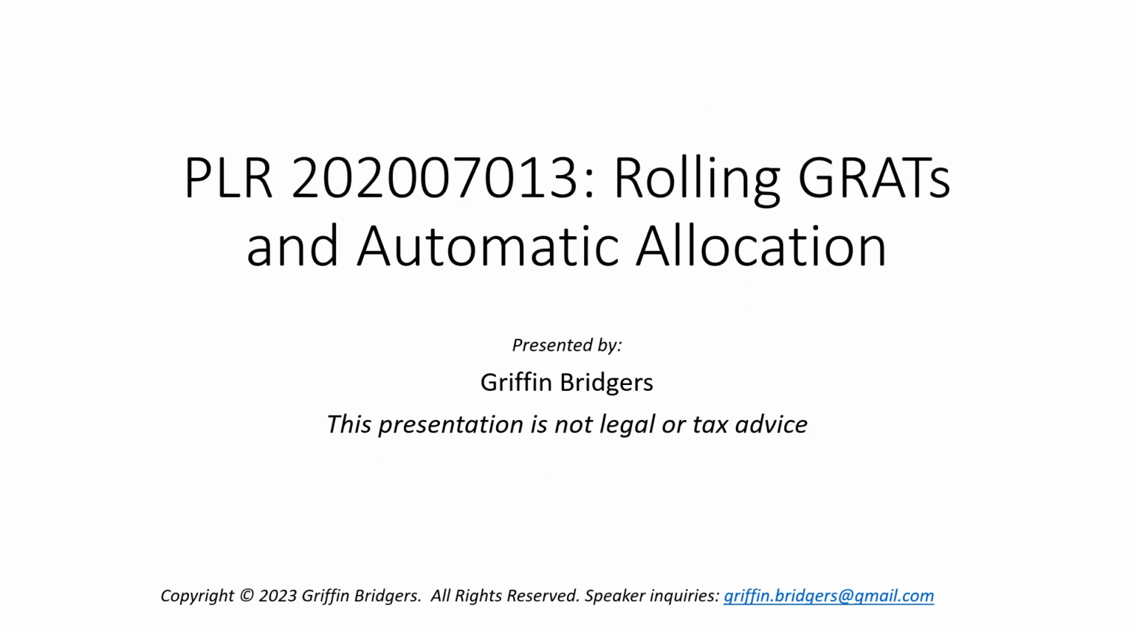Today we're going to talk about an older private letter ruling, but in terms of scope, it really illustrated an issue that can pop up when you implement a series of rolling GRATs dealing with the automatic allocation of GST exemption. It's a subject I've talked about before, but this private letter ruling really illustrates the scope of how this problem can spiral out of control if you don't have the right guidance.